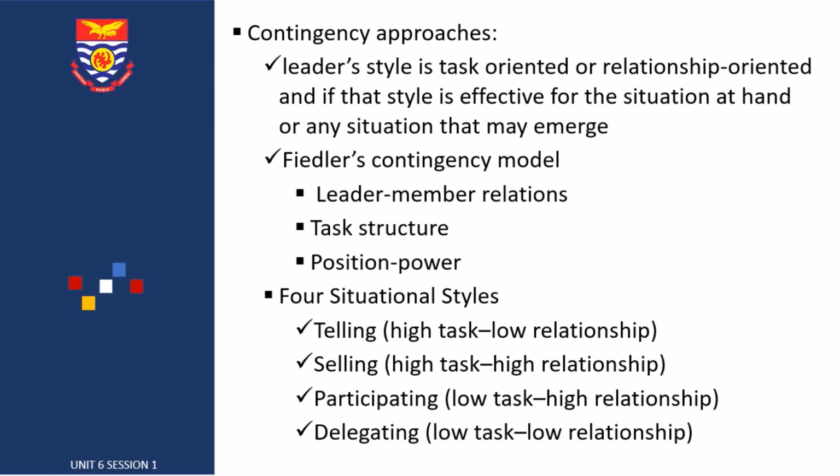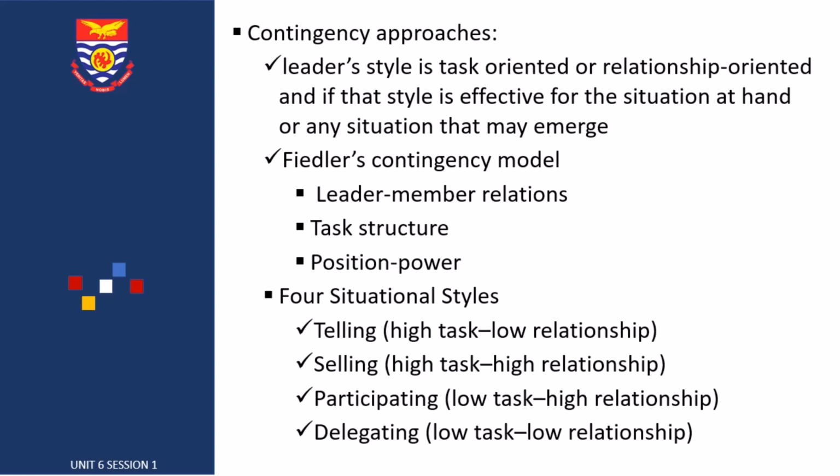Contingency approach. Contingency is the possibility of something occurring. So a leader who acts with a contingency approach has the following. This leadership style is task oriented or relationship oriented, and whether that style is effective for the situation at hand, on any situation that may emerge. So as a leader, you are contingent on the fact that based on the situation, you could either be task oriented or relationship oriented in how you react in any situation that may emerge. So contingency, something has happened. How do I react? Is it task oriented or relationship oriented?